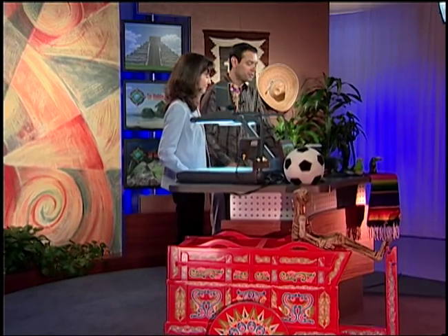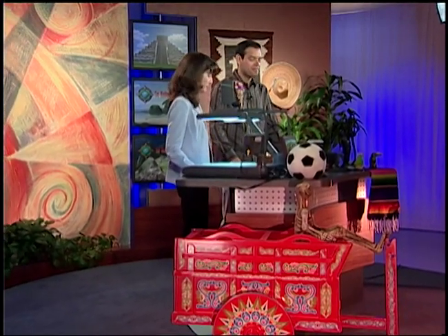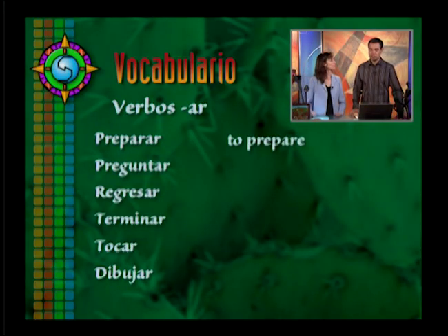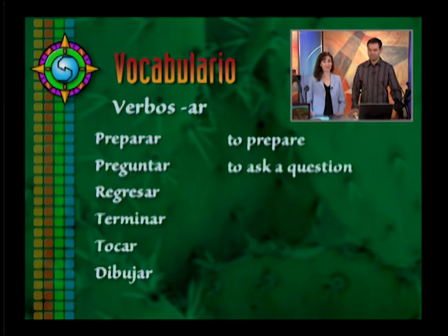Más verbos, more verbs. El primero, preparar. Es un cognado. It's a very similar word in English. Y en inglés es to prepare. Again, you can guess the meaning of some of these. Preguntar es el siguiente. It sounds like the word pregunta. Pregunta is a question, so this must be to ask a question. Muy bien.